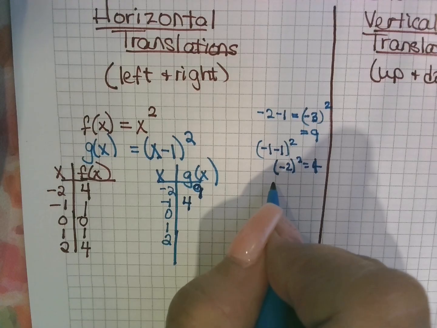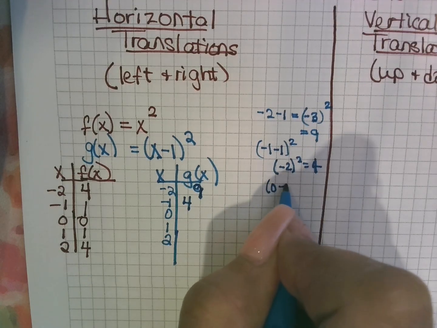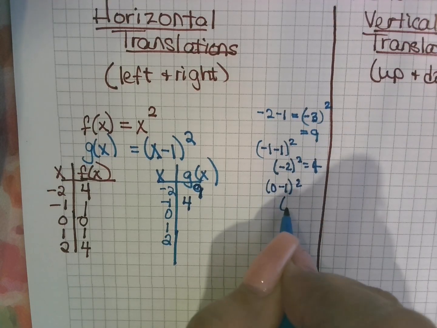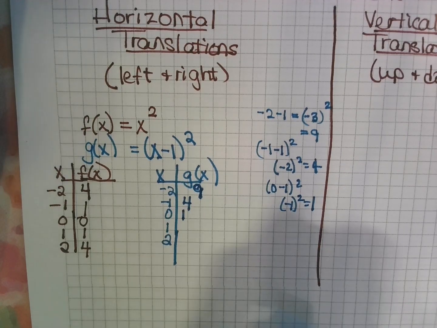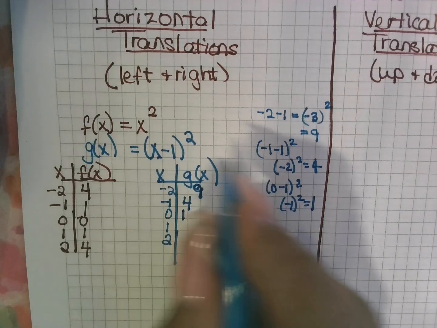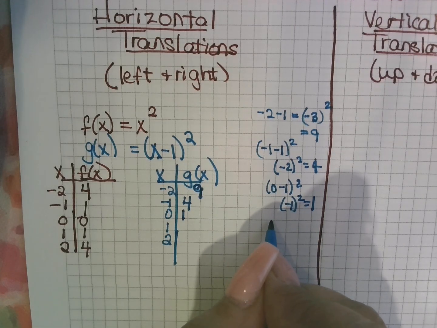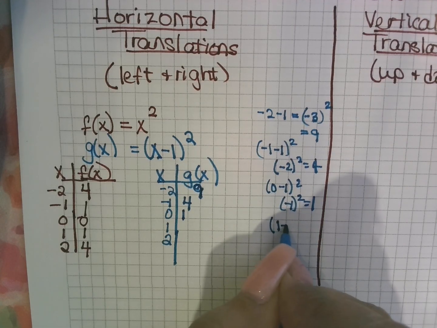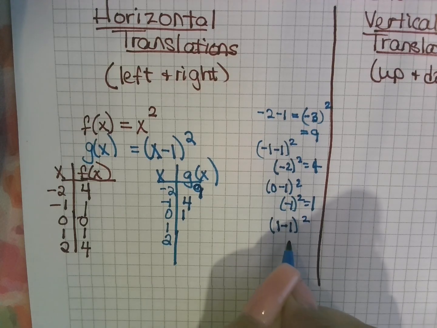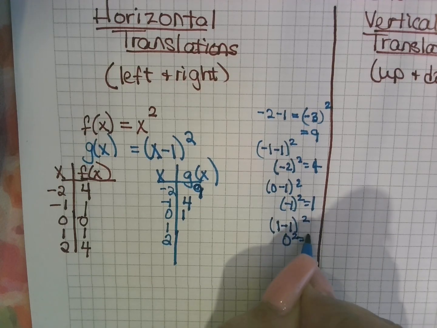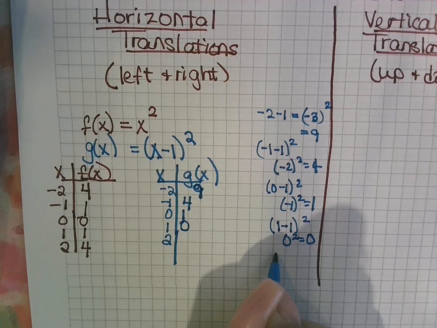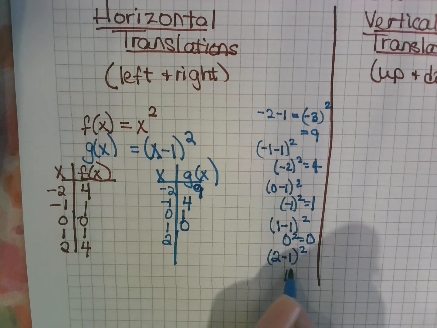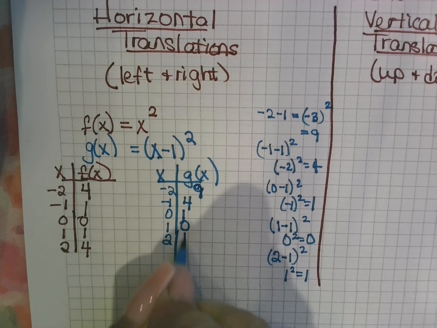We put in a 0 for x. That would be 0 minus 1 squared. That's going to be -1 squared. That is 1. Put in a 1 for x. That'll be 1 minus 1 squared. That's 0 squared, which is 0. And put in a 2. So 2 minus 1 squared. That's going to be 1 squared, which is 1.